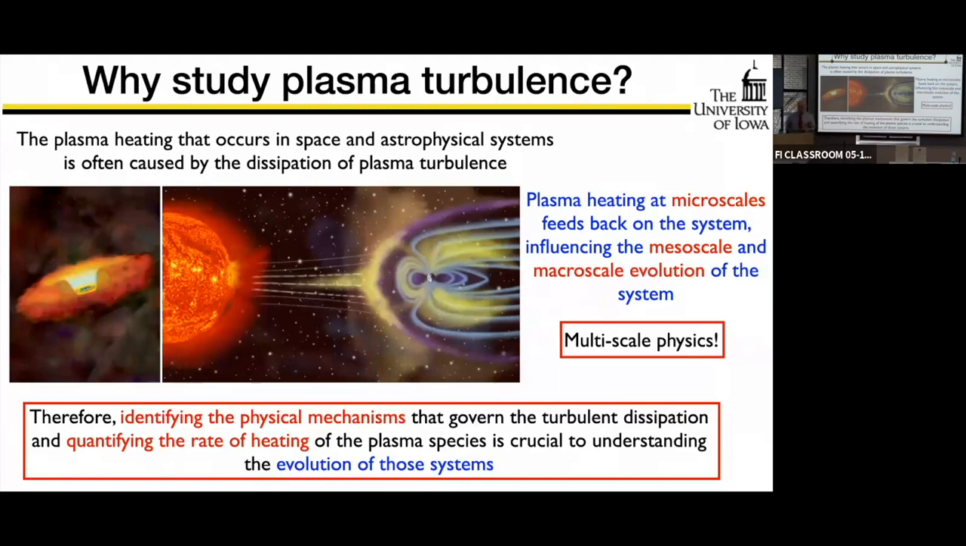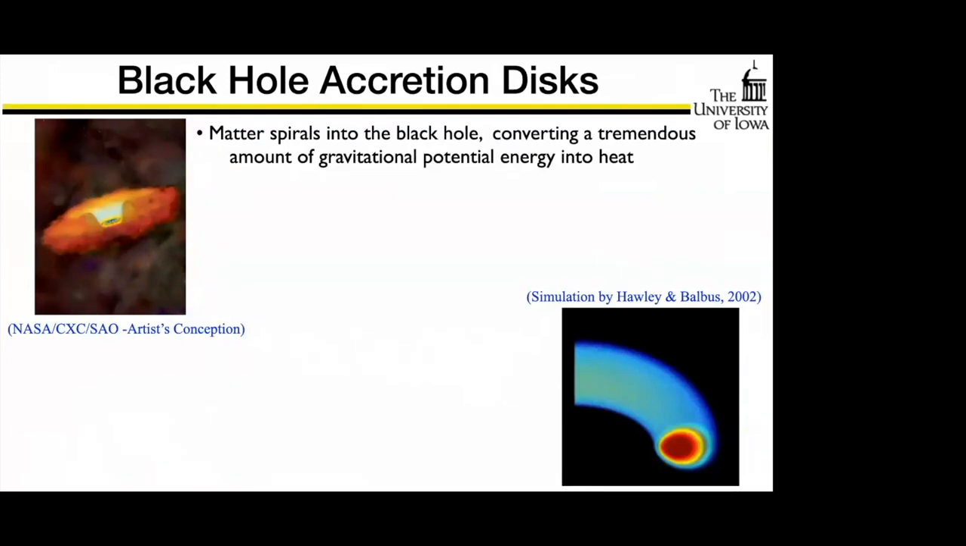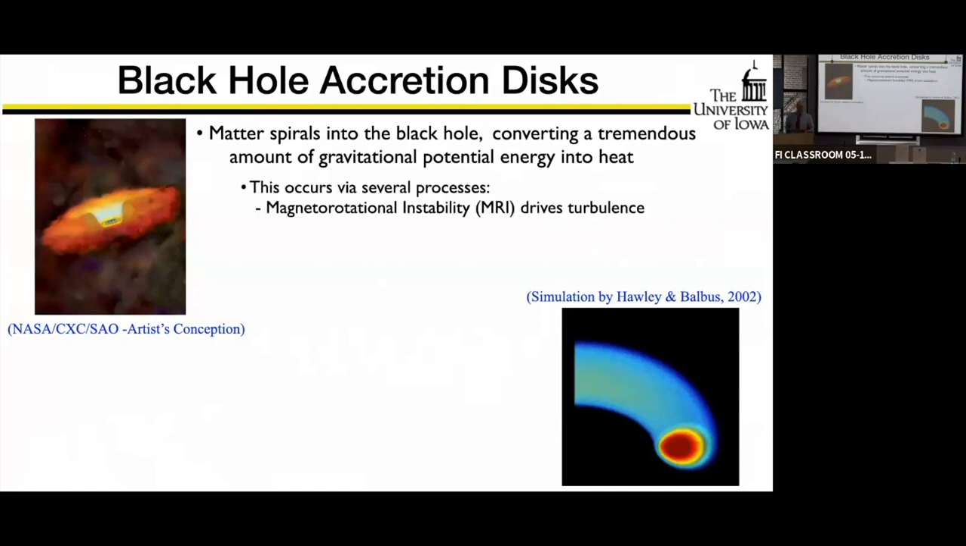So to turn to an example that is probably near and dear to many people's hearts, the idea of black hole accretion disks. And up on the upper left, there's an artist's depiction of what a black hole accretion disk might look like. And in this system, of course, we know that matter spirals into the black hole and converts a tremendous amount of gravitational potential energy into heat. But it does this via several processes.